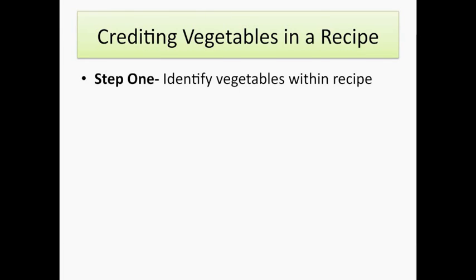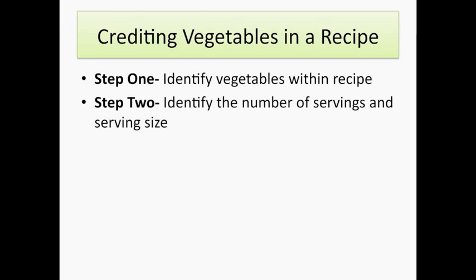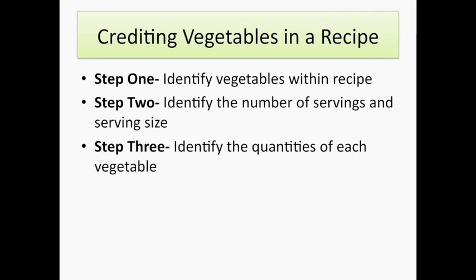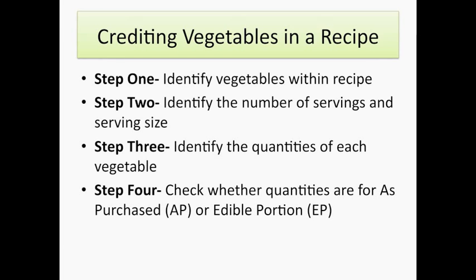The first step is to identify the vegetables within the recipe. Step 2 is to identify the number of servings. Step 3 is to identify the quantities of each vegetable. Step 4 is to check whether quantities are for as purchased or edible portion.